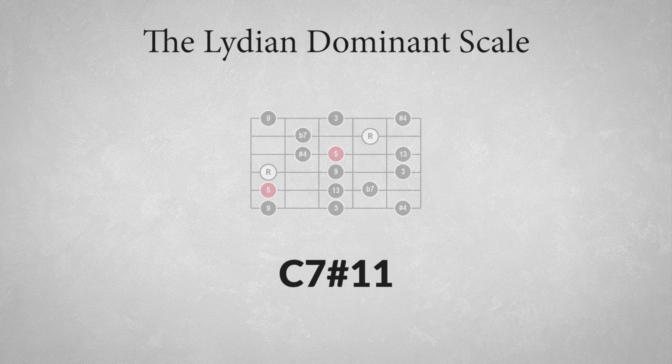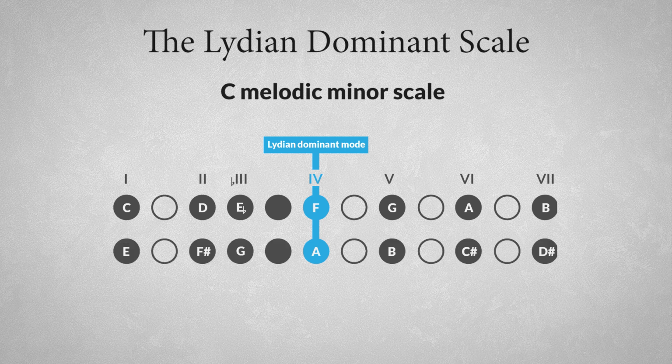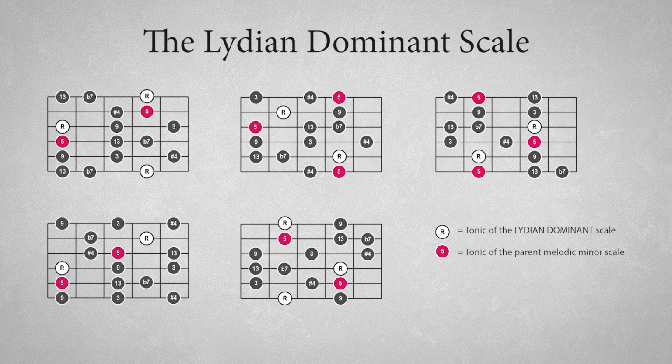Now, to put this scale into practice, you'll have to understand that this scale is the fourth mode of a melodic minor scale. So to play the A Lydian dominant scale, we have to use patterns of the E melodic minor scale. Keep in mind though that A is the tonal center and not E.